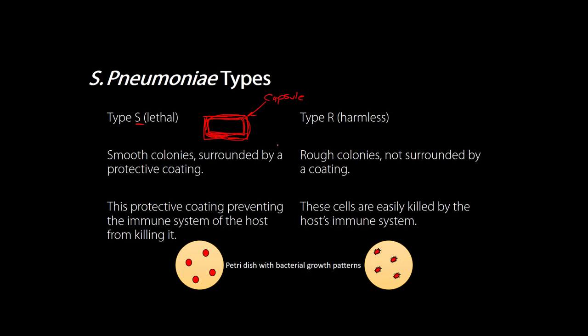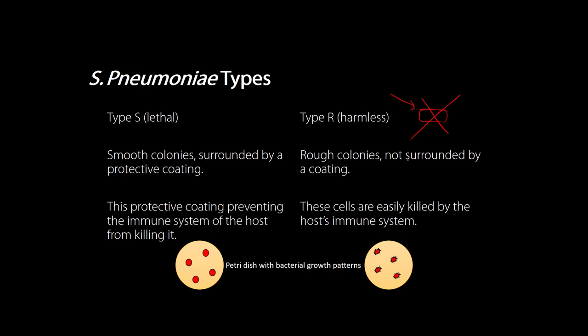All right. It also protected the bacteria from the host's immune system. And so the reason why it was so lethal was the body was unable to fight it. It was unable to attack it. Whereas the R bacteria had no coat, and so it was very easily destroyed by the host's immune system.